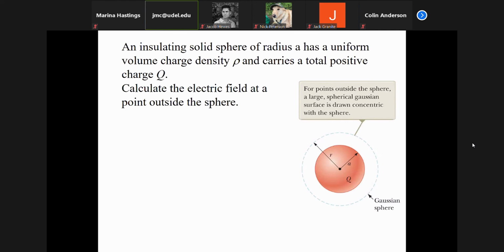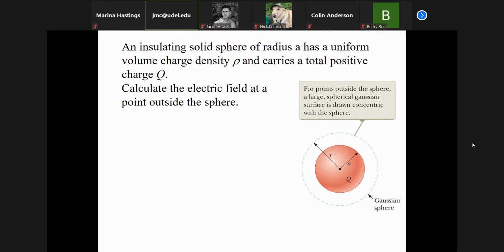So we have an insulating solid sphere of radius A, and it has a uniform volume charge density, rho. And this is a positive charge, uniformly distributed within this volume. What we want to do first is to calculate the electric field at a point outside of this sphere. Because the charge is distributed uniformly throughout the sphere, the charge distribution has spherical symmetry. So we can apply Gauss's law to find the electric field.